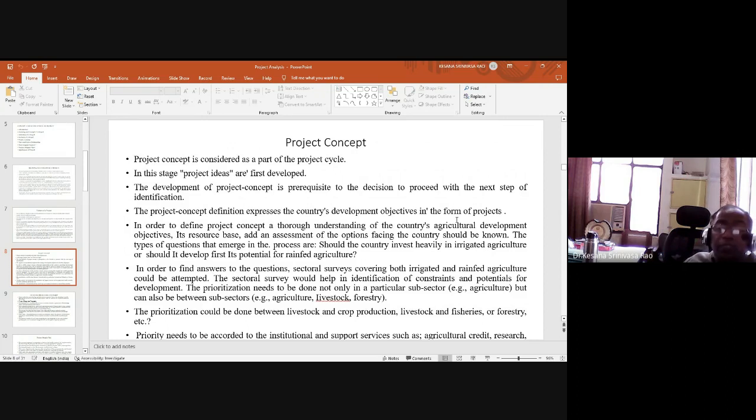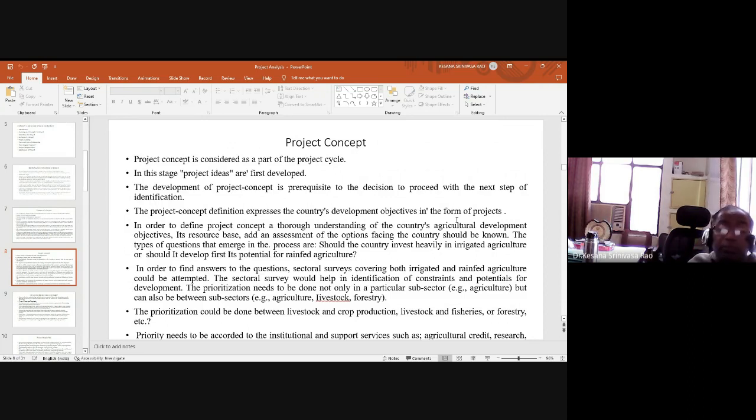To define the project concept, a thorough understanding of the country's agriculture development objectives and its resource base is needed. Yesterday we discussed source and resource, because a source is already one type of physical asset, to which you can add some efforts, financial input, or human labor, and in that way it will become a resource. Then you can see how that resource is going to be useful.